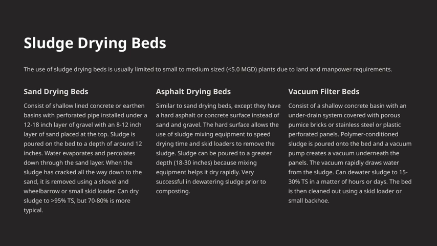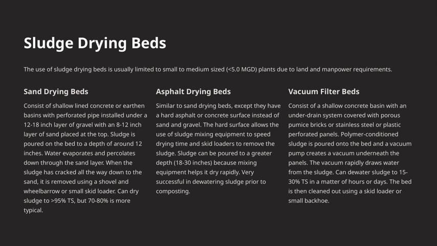These are quite similar to sand beds, but feature a hard asphalt or concrete surface instead of sand and gravel. This hard surface allows us to use sludge mixing equipment, which speeds up the drying process. Additionally, because we can mix the sludge, we can pour it at a greater depth, between 18 to 30 inches, and still achieve rapid drying. These beds are particularly effective when preparing sludge for composting, as they facilitate quicker dewatering.